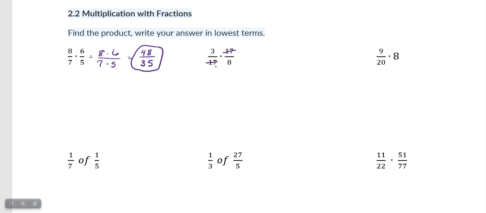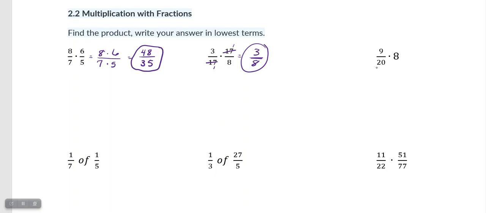Okay, so when I go 17 into 17 is 1, 17 into 17 is 1. I'm doing 3 times 1, which gives me 3. 1 times 8 is 8. The majority of the time, this will be in lowest terms because you've canceled within your problem. But always double check and make sure that your answer is in lowest terms.